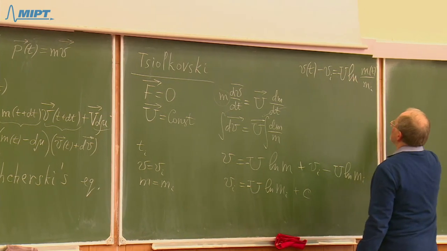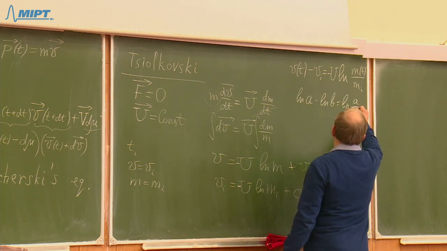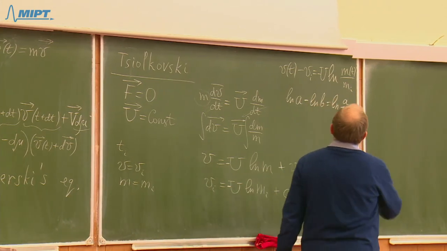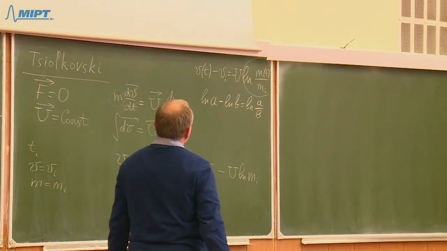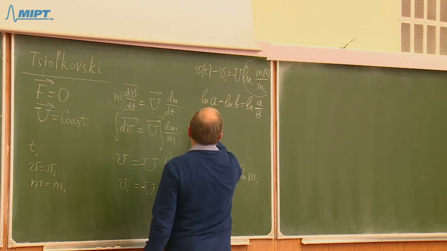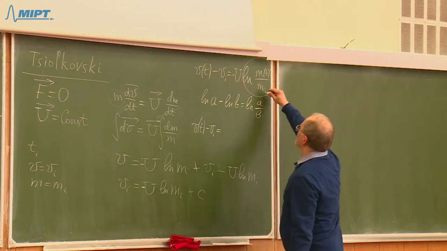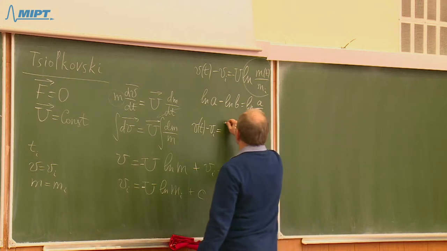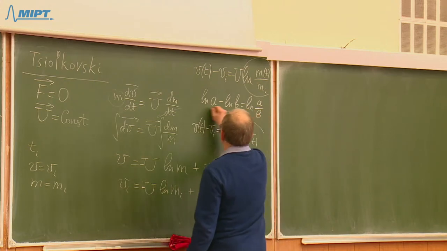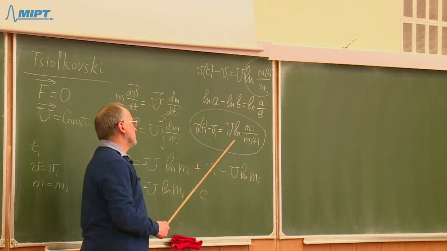Also, do you know this formula that logarithm a minus logarithm b equals logarithm a divided by b? Do you know it? OK, good. So you understand how we arrived at this expression. Now, to put it in the final form, I will say that the final velocity, v as a function of t, minus the initial velocity equals minus sign here means that I have to change denominator and numerator in this formula. So it will be plus capital U logarithm initial mass divided by final mass. That's the formula obtained by Tsiolkovsky. And this is called Tsiolkovsky's formula for the rocket motion.